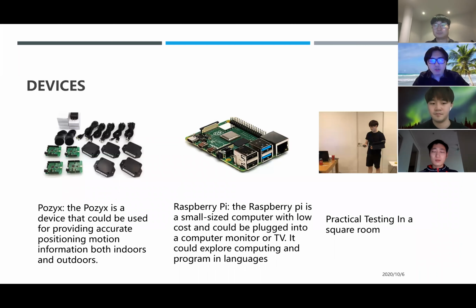We mainly used 2 hardware devices. One is the Pozyx and another is Raspberry Pi. Pozyx is a device that could be used for providing accurate positioning and motion information. Raspberry Pi can be seen as a small-sized computer for computing and programming in languages.